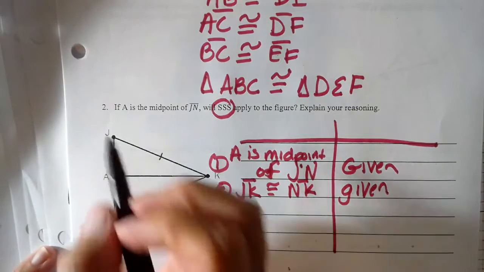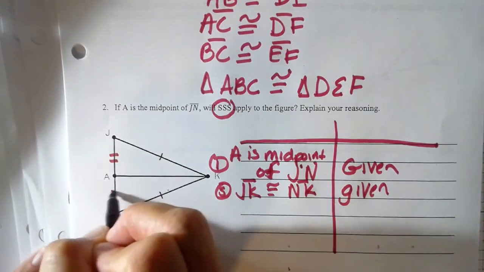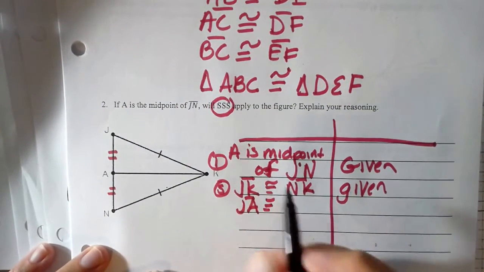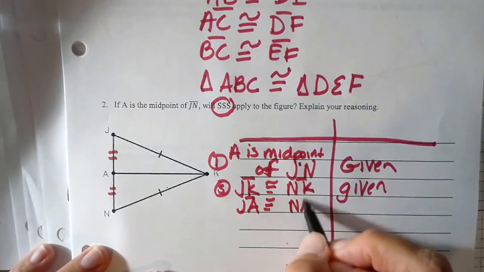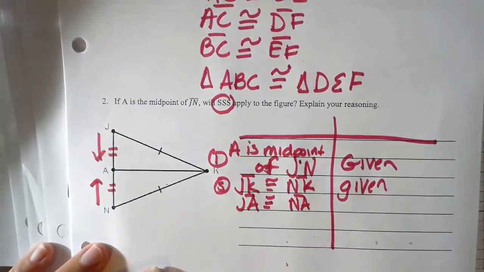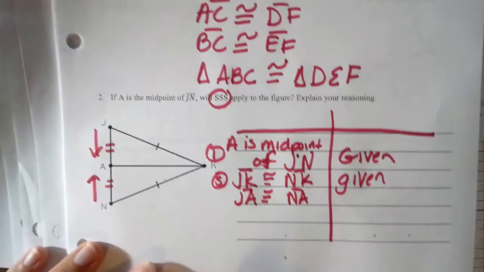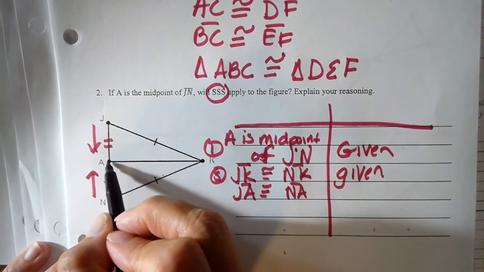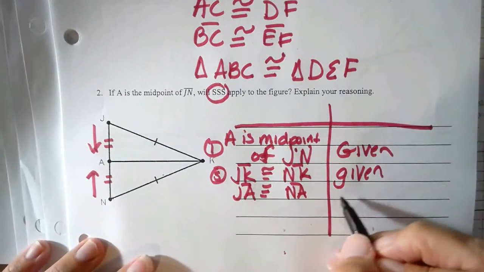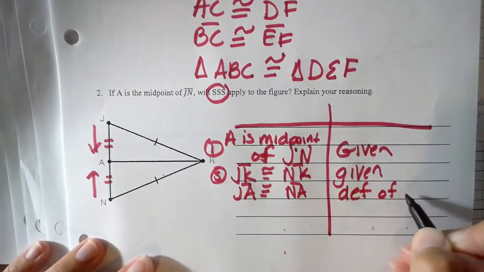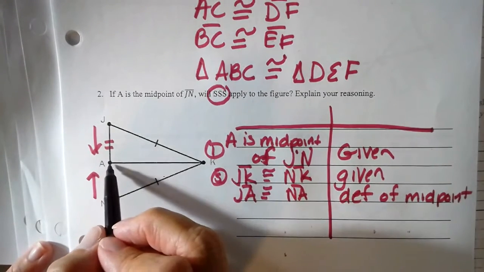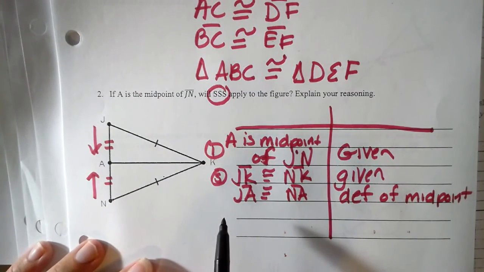We also know that these two must be equal. JA is congruent to NA. And I know that because A is in the middle. It wasn't given, but I knew it because A was in the middle. That's called definition of midpoint. Since A is in the middle, I know these are equal.